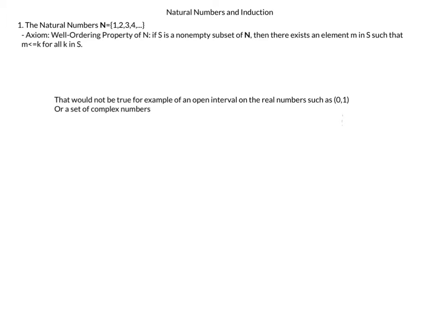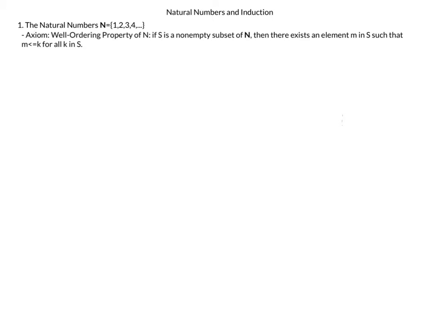The ability to find a smallest element in a set would not be possible on an open interval of the real numbers, such as the open interval (0, 1). Also, it wouldn't be possible on a set of complex numbers, because while we can compare magnitudes of complex numbers, we really don't have a way of ordering them. This fact is important to know because you need to know what the limits of induction are, although you can apply induction in sometimes very clever ways. And I will give you one example of something very clever.